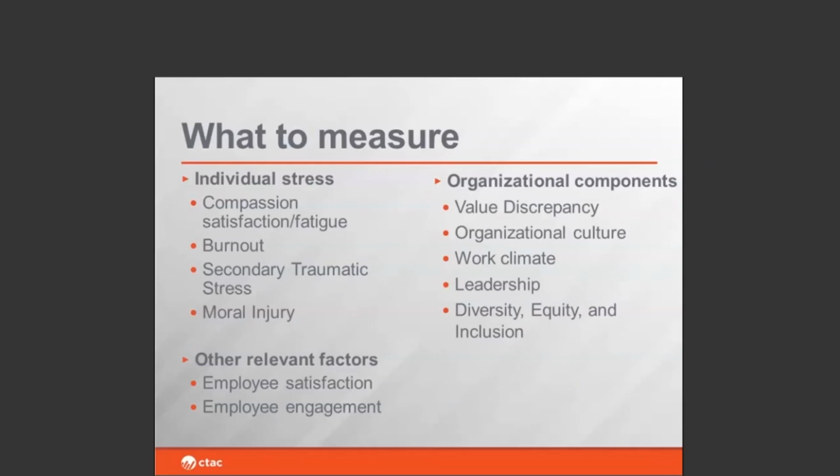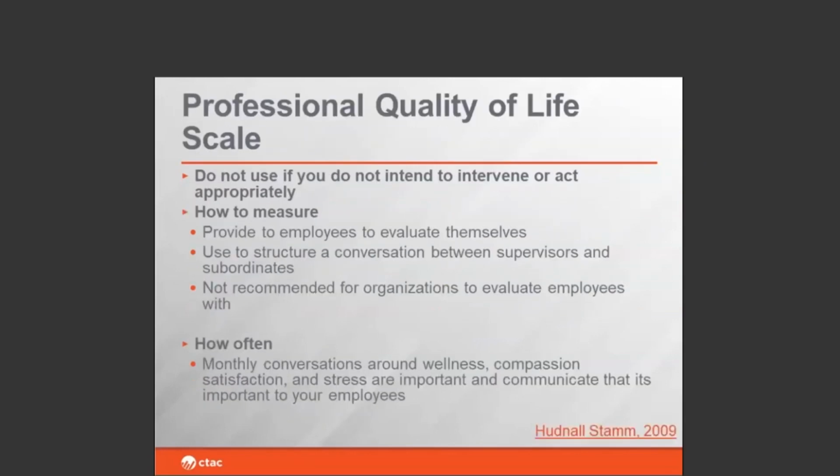So as we mentioned in the causes of turnover, assessing some of those aspects may be meaningful when applied with actions. Particularly, the organizational components can be extremely useful. You'll see value discrepancy again up there, but also some organizational culture pieces, work climate, leadership, diversity, equity, and inclusion. However, if you are going to assess some of these individual stress components, such as compassion fatigue or burnout, you might use something like the ProQOL, which some of you may have heard of or used before. This is generally recommended for human service professionals and measures compassion satisfaction, burnout, and secondary traumatic stress.